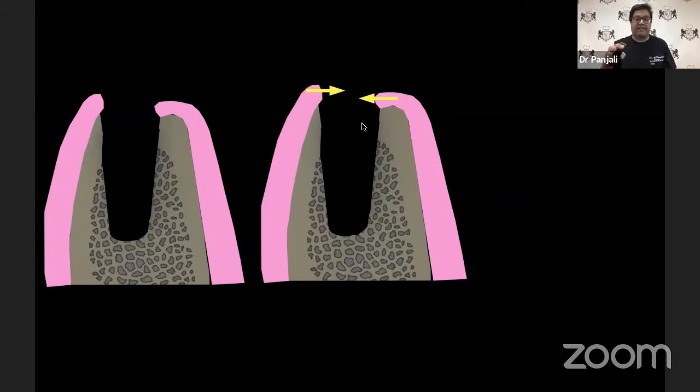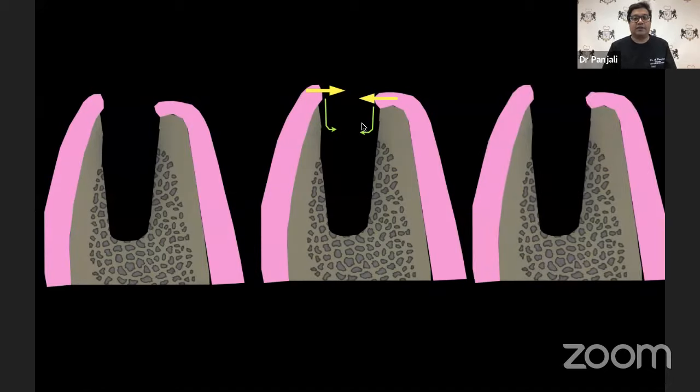You can close it with a healing abutment right at the time, provided you have achieved about 40 to 45 Newton centimeters of torque, and also measure your ISQs. So let's talk about extraction socket. What happens in an extraction socket?